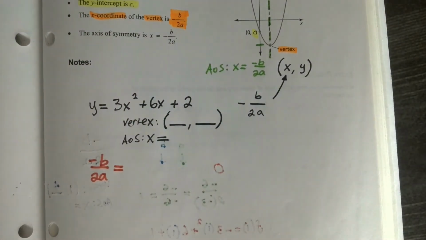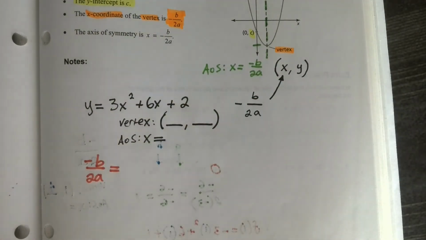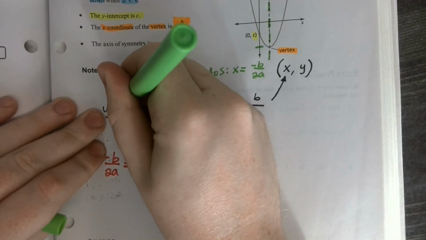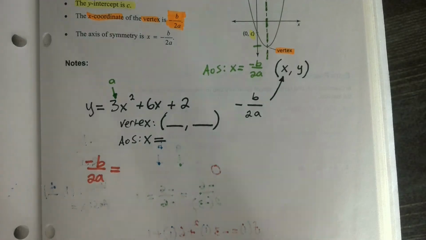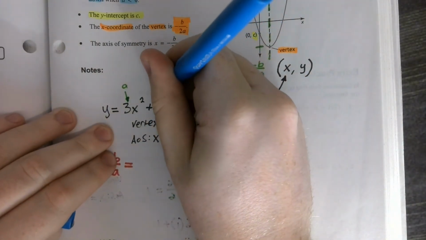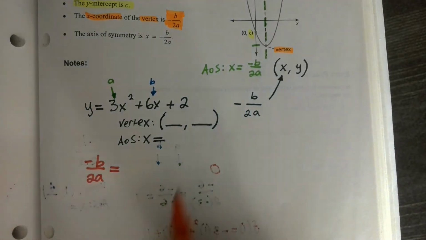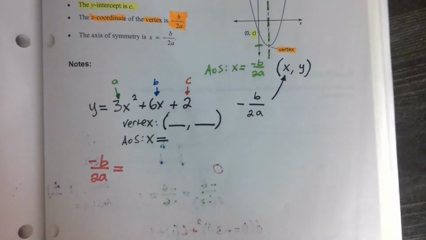So, to use this, let's figure out what is our b value. In fact, what are all of our values in this equation? Well, our a value is the first coefficient on the x squared. So our a is 3. Our b value is the second coefficient, the one that's on the x. That's going to be 6. And our c value, our y-intercept, if you really needed to know, is 2.